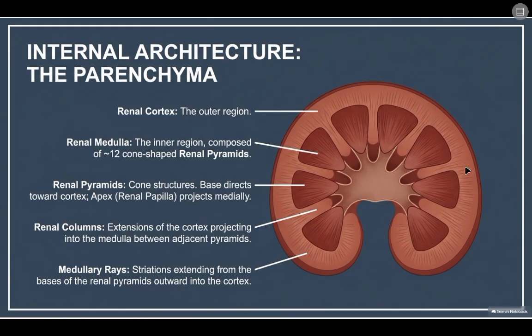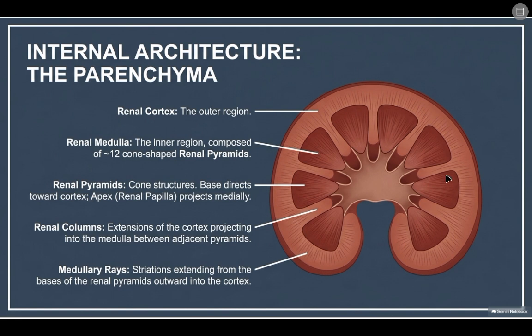So the important thing we are going to talk about now is the anatomical structures of the kidney. The first thing we have in the anatomical structures of the kidney is the renal cortex. The renal cortex is the outermost region of the kidney. So we have the renal medulla. The renal medulla is the inner region, while the renal cortex is the outer region. And the renal medulla is made up of 8 to 11 cone-shaped renal pyramids. It varies based on the individual.